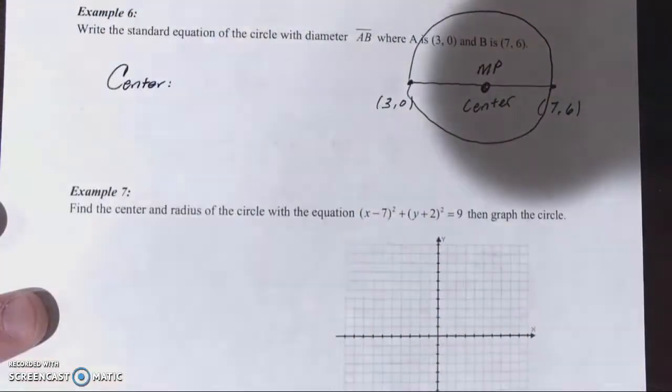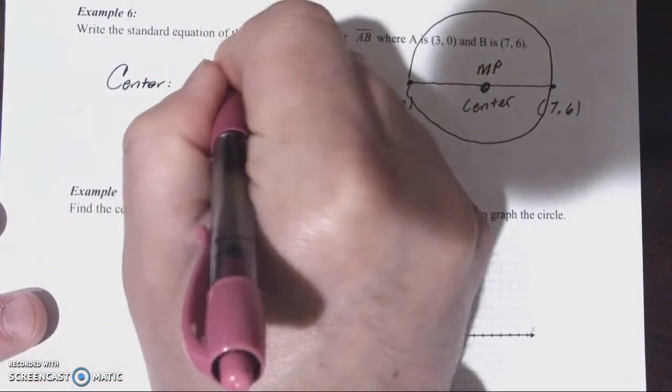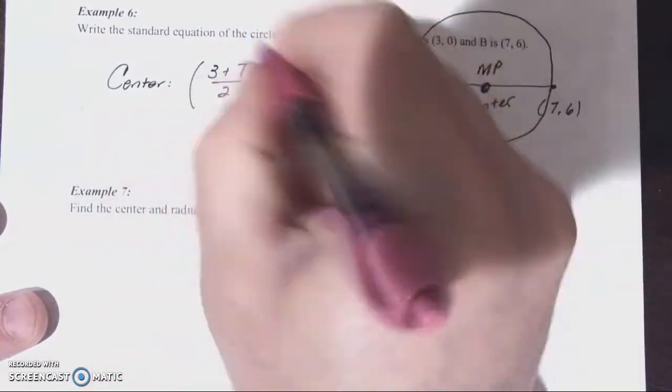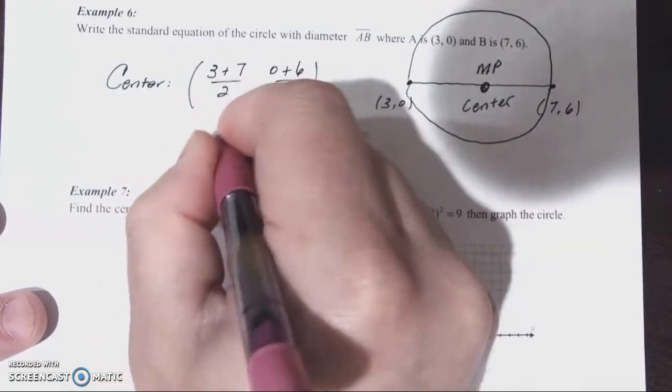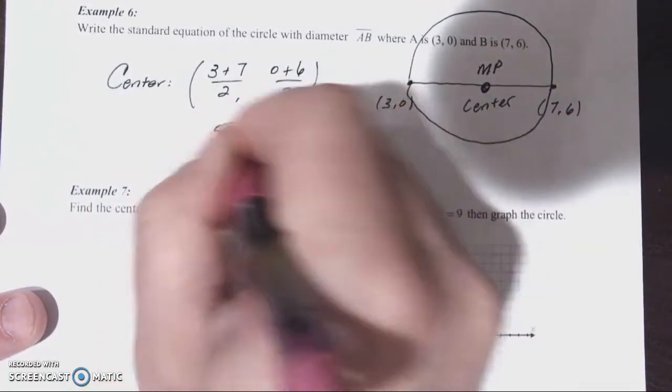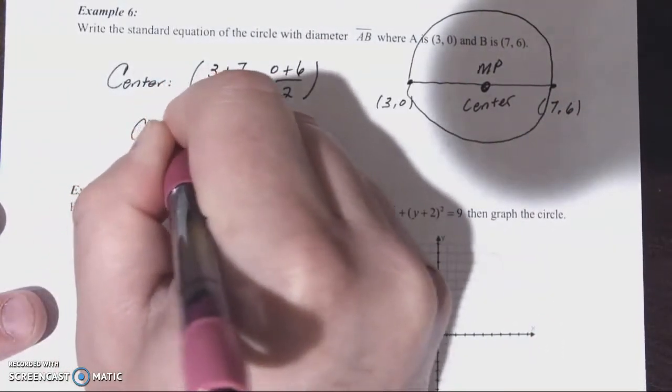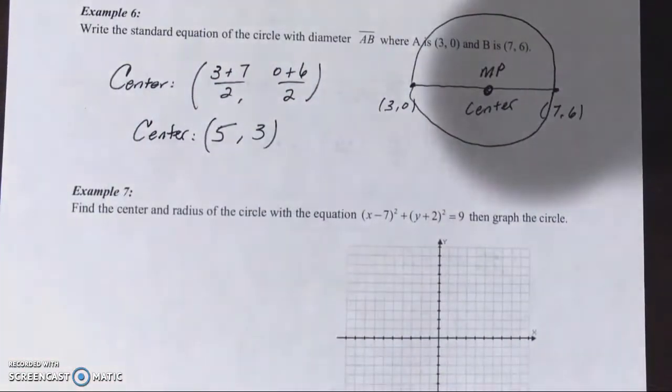So the center of the circle, 3 plus 7 over 2, 0 plus 6 over 2, 10 divided by 2 is 5, 6 divided by 2 is 3. The center must be at 5 comma 3. Okay, that's good. That'll be our h and our k. We also don't have the radius here. There's two different things that we could do here.